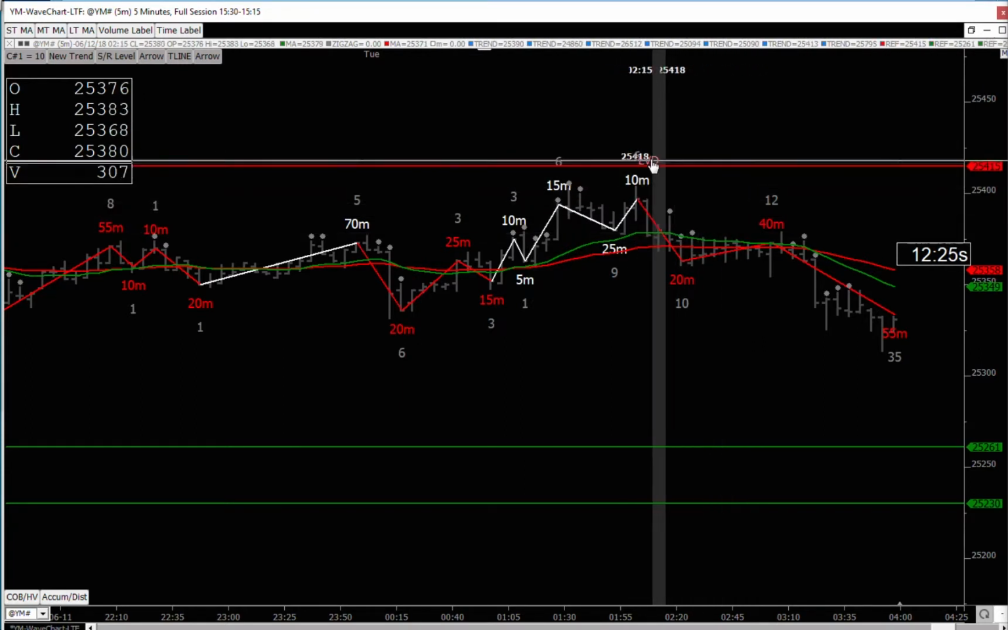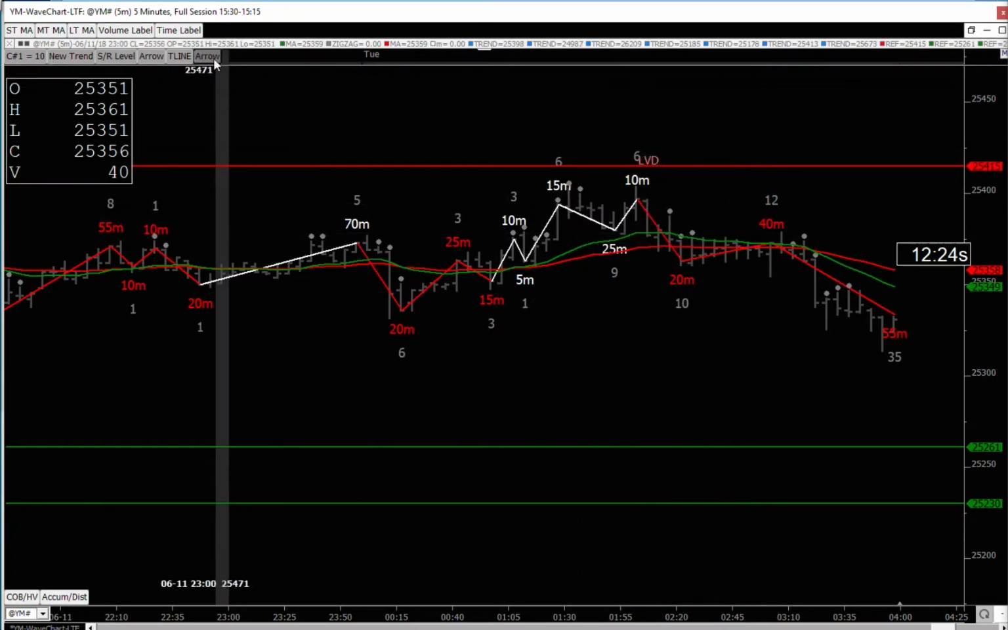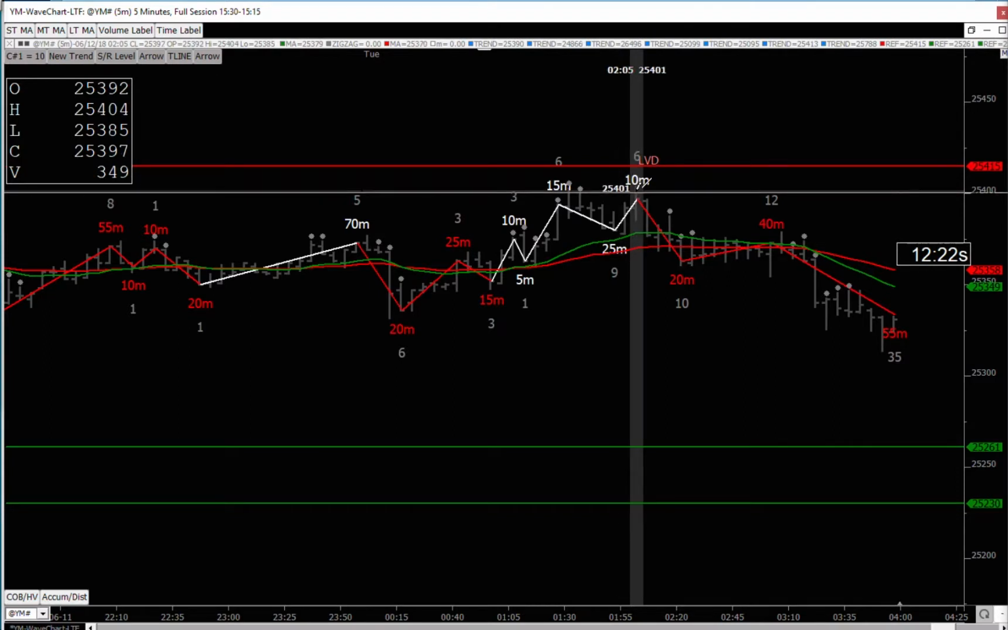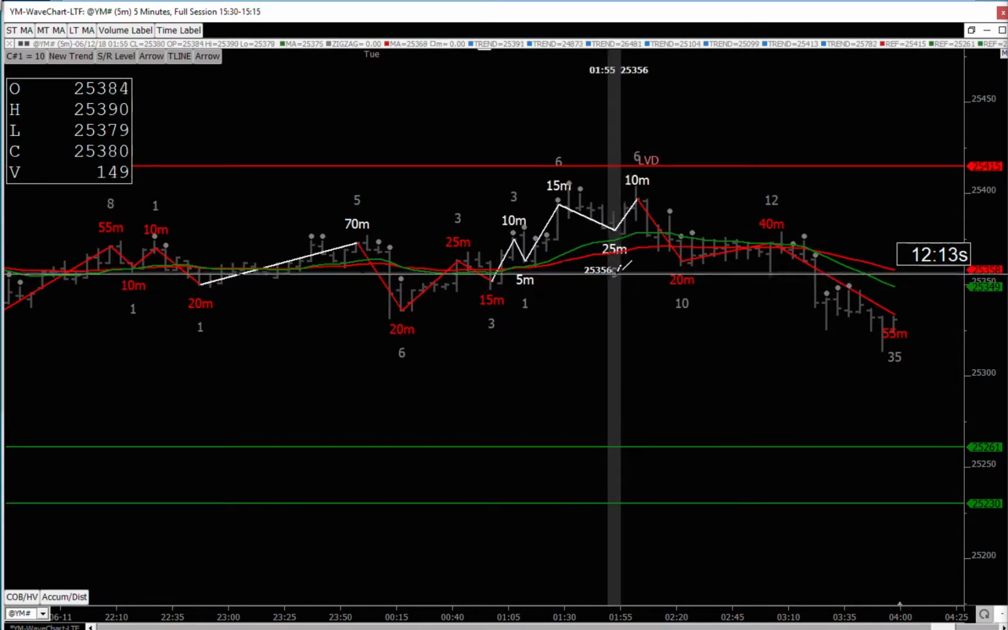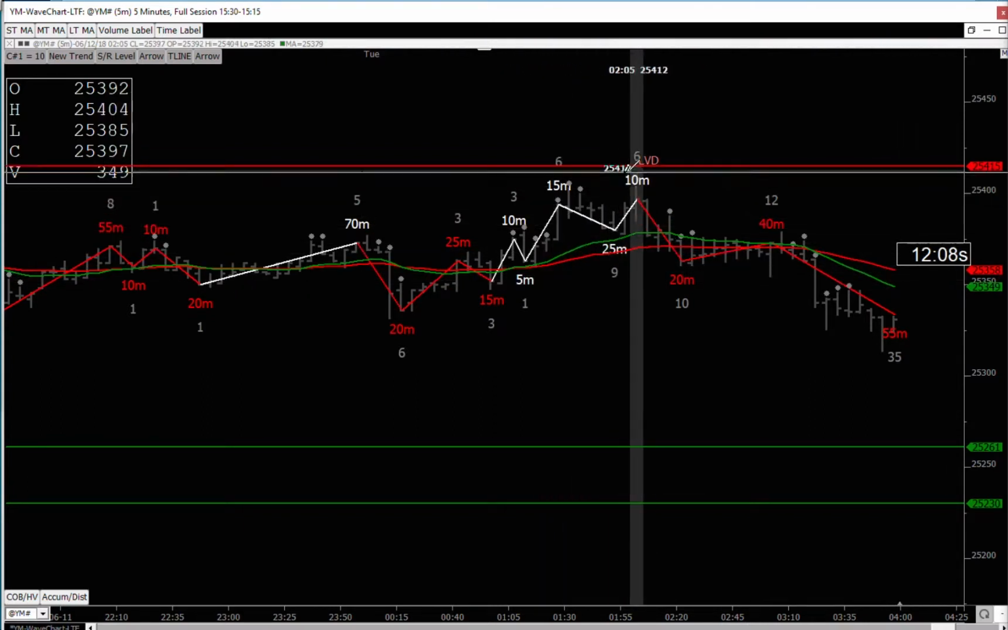Basically, the market can't get a following. All right, you have a lot more volume here, 9, and it just can't get a following up here.